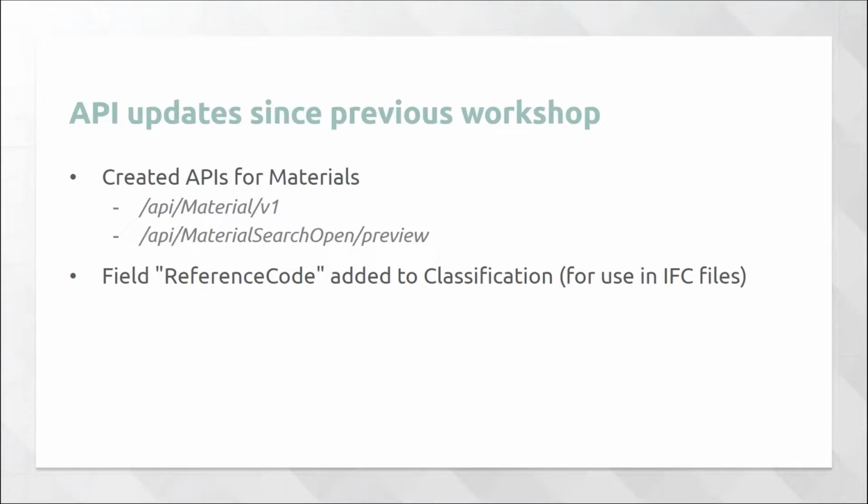Some updates, there weren't many, but a few. One of them is support for materials. In the bSDD, material is a specialized kind of classification and has almost the same properties and attributes as classification. It's only a different type. But we chose to present it separately as a material, so the distinction should be clear.